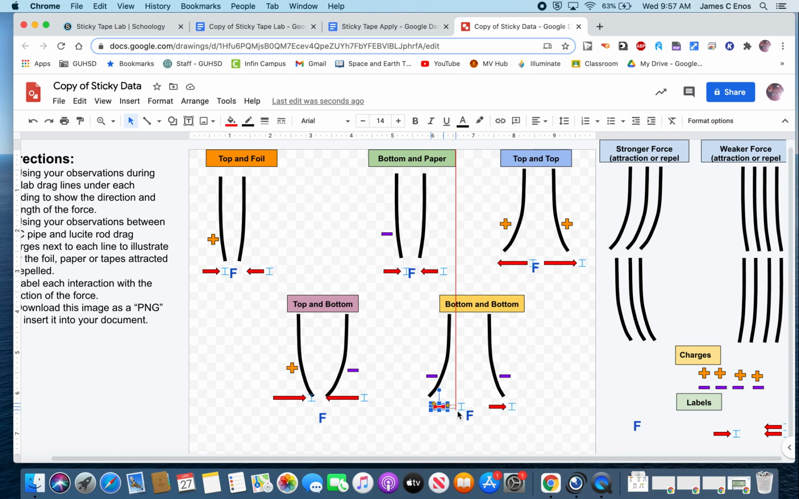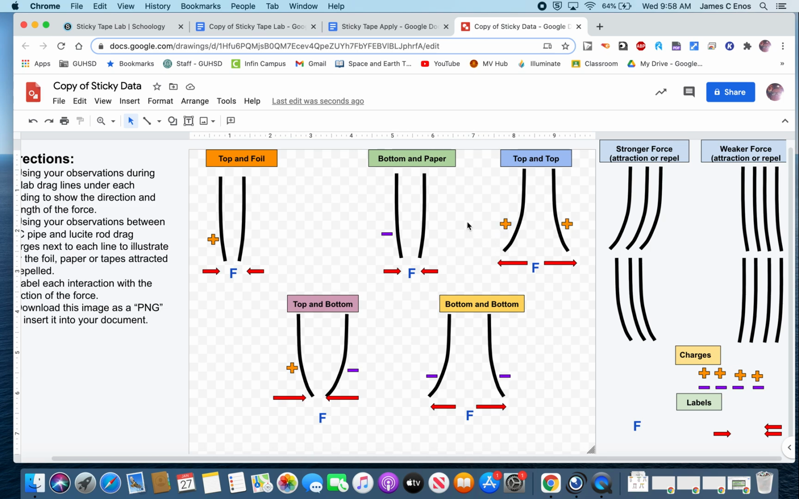I also saw a similar interaction with the bottom tape and the bottom tape, where there was a big force between them. That's why I chose to drag these from the stronger force for repelling one another. Then I also saw in my observations that the PVC rod, which was negatively charged, attracted a top tape. So that top tape has to be opposite of that negative charge. So I labeled all my top tapes with this positive. And then I saw with the PVC rod that the negative charge was repelling the bottom tape. So I know opposite charges attract, and like charges repel. A negative pushes away from another negative. A positive goes to a negative. A positive pushes away from another positive.